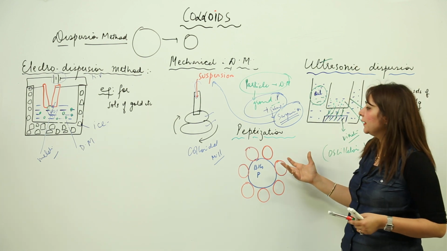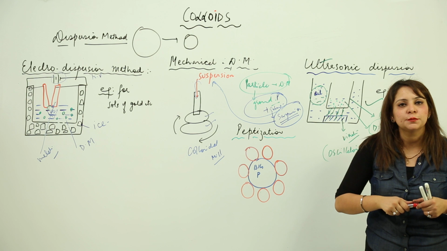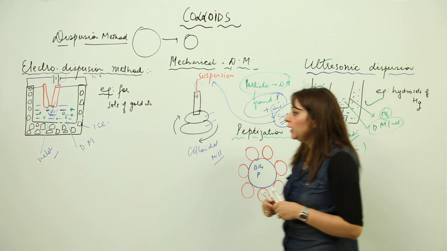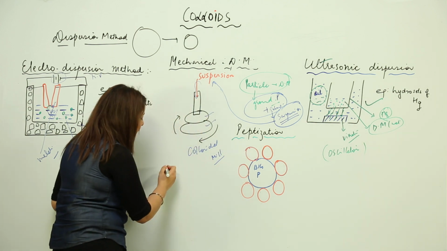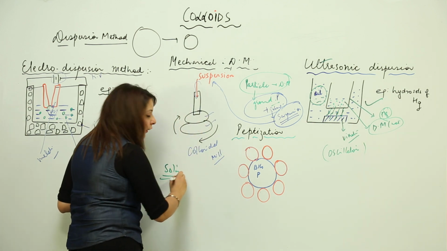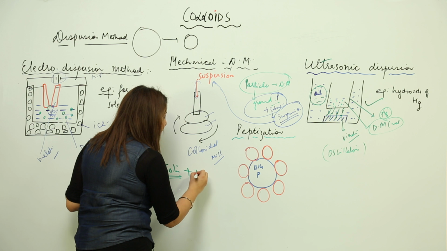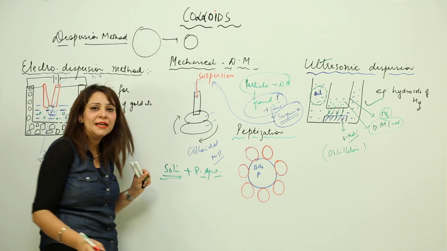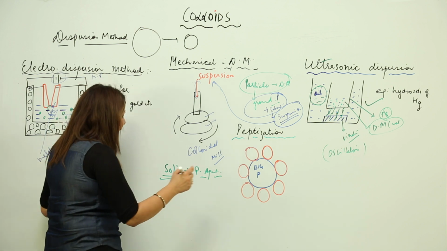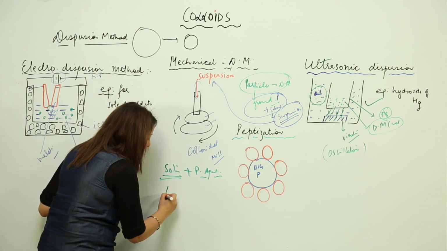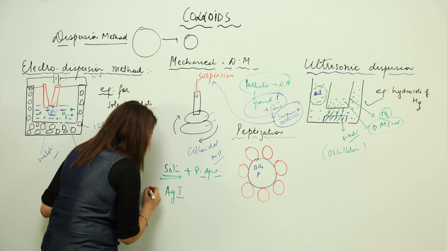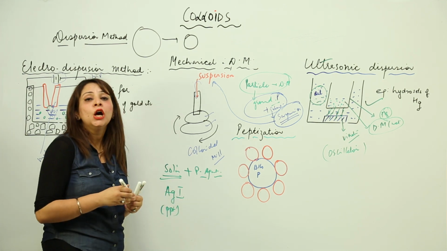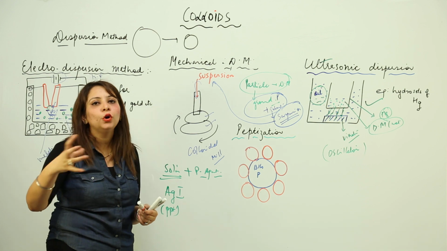The last dispersion method is peptization. So what do we do in this case actually? We have a solution which is obviously not a colloidal solution. We will be adding a peptizing agent into it. In this, the precipitate is used actually. You can say that peptization is a process of converting a precipitate to a colloidal solution.